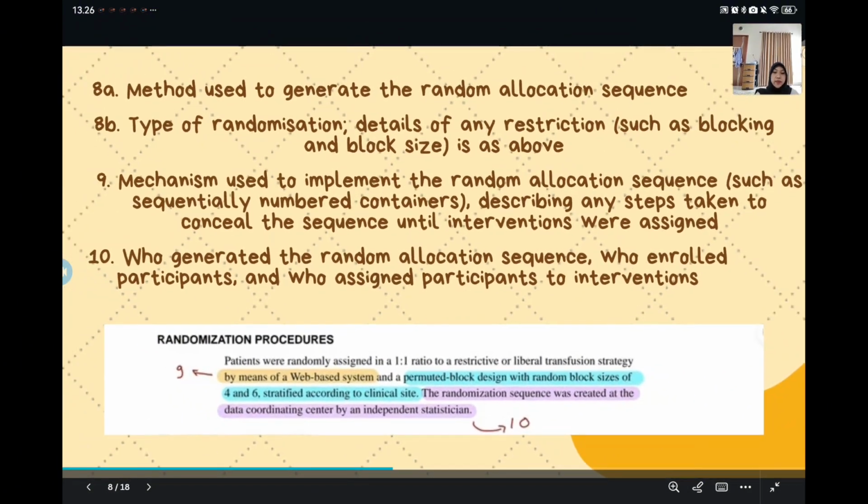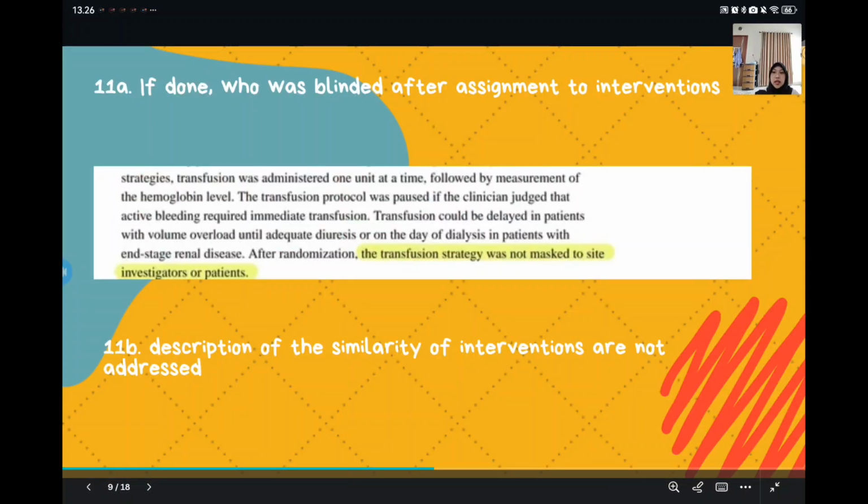Okay, next. There was, if done, who was blinded after the assignment to intervention. There was no blinding. That means the doctors and patients knew which group they were in. This is a small weakness of the study because the patients knew. Next is description of the similarity of interventions, which is not addressed.